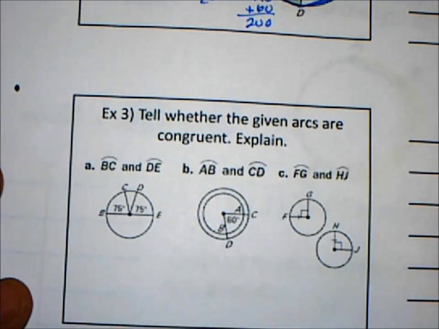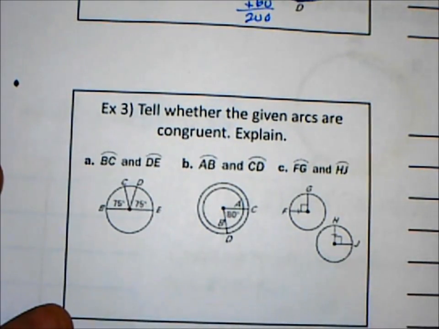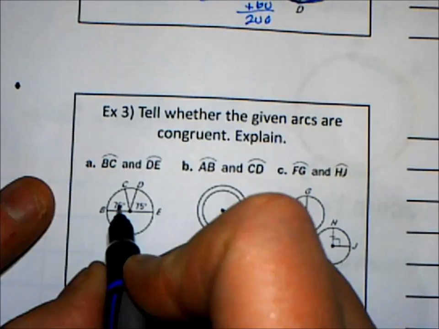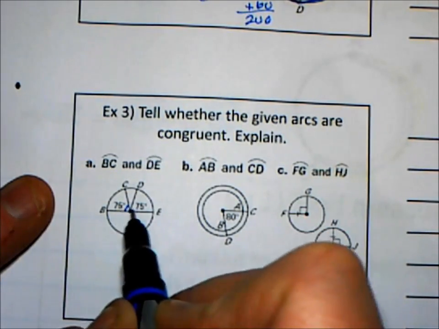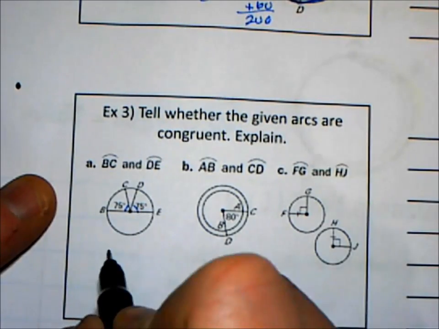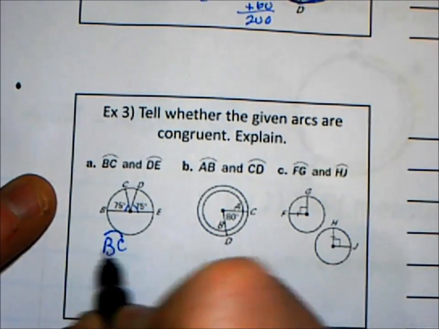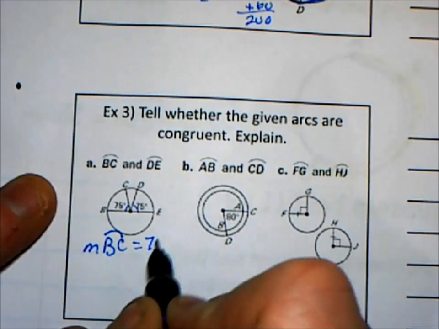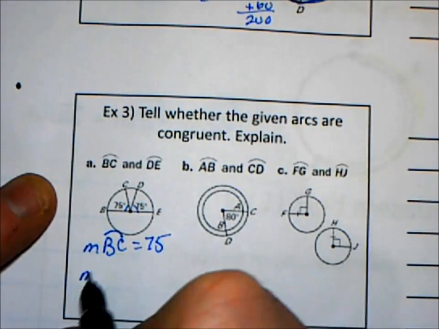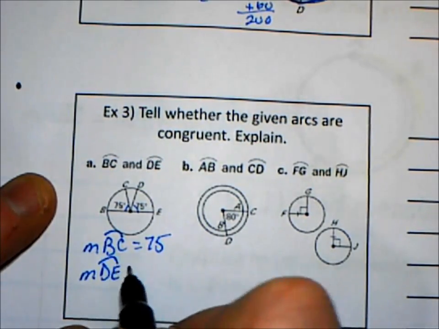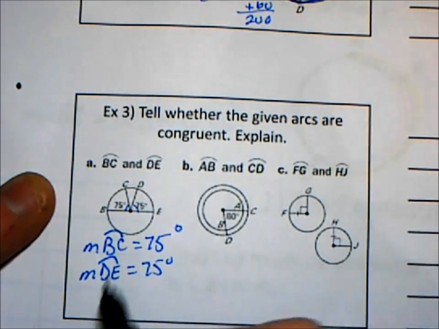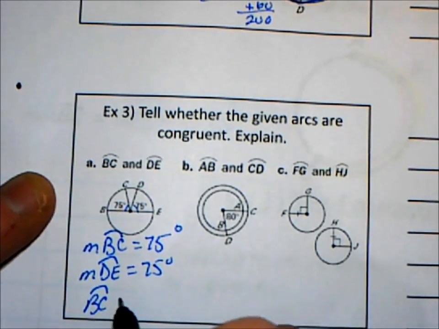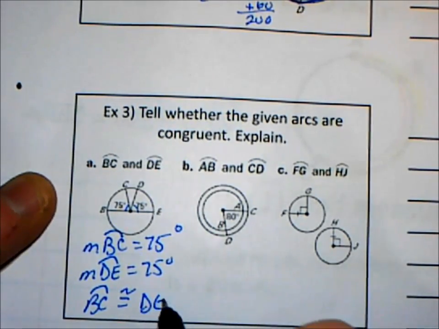Example 3, this is giving the information that they currently give you. They say is BC congruent to DE. Realize the central angles are both 75, so that means BC's arc measure is 75, as well as the measure of DE's arc being 75 degrees because they're central angles. That means that BC is congruent to DE.